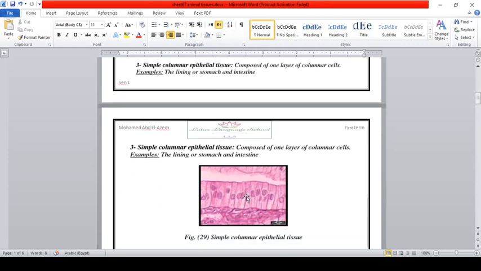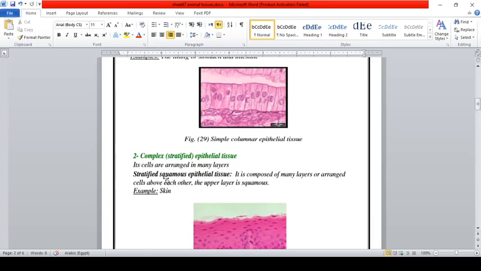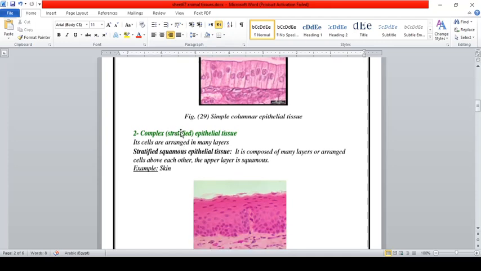We have one layer of columns, columnar epithelial tissue, like that. We can find the columnar epithelial tissue lining the stomach and the intestine. And finally, we have finished the simple epithelial tissue, and the second part is the complex or stratified epithelial tissue.